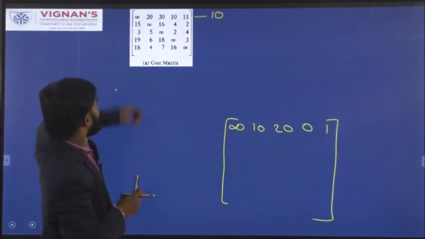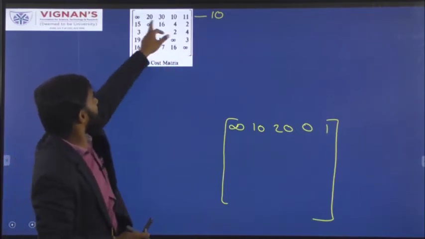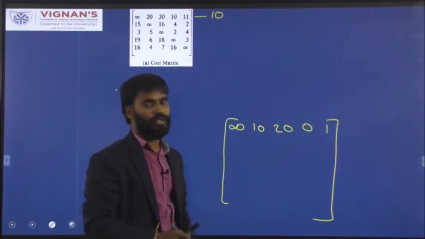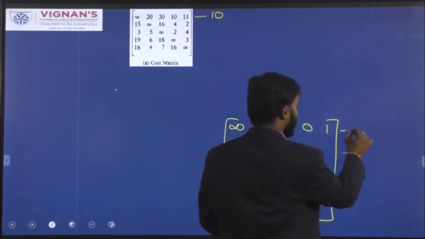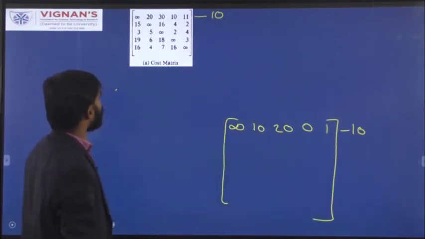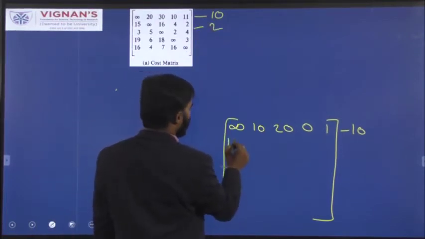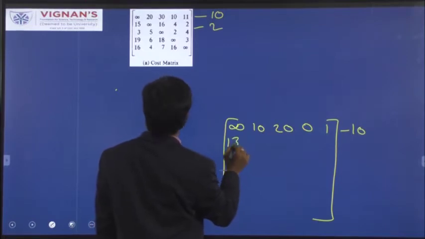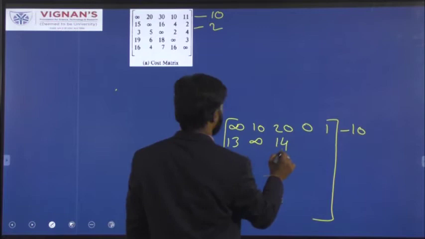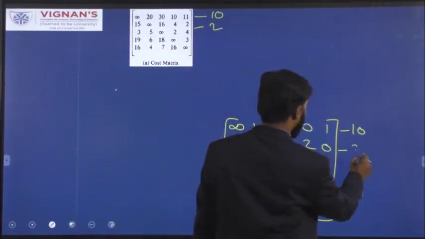So the first row does not have any zeros. So what we have to do is identify the minimum element in that row and subtract it from all elements. So we reduce this row by 10. This 10 is the reduction element. Do this for the second row also. The minimum element in the second row is 2. So subtract each element with 2. 13, infinity, 14, 2 and 0. The cost of reduction is 2.